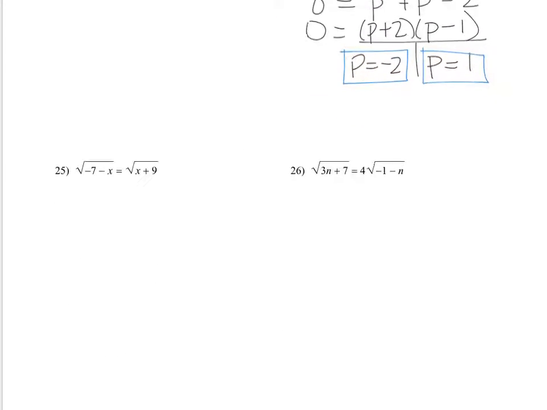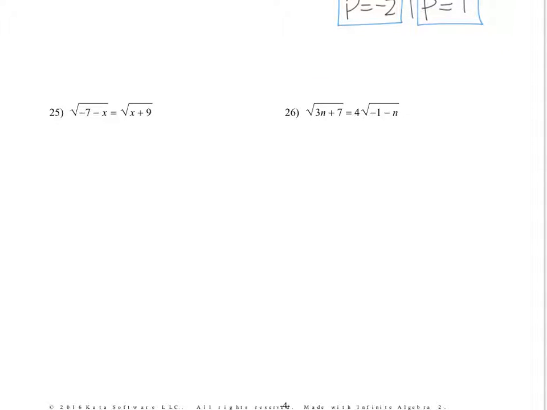Okay. Now, last but not least is question number 26. What happens when I can't isolate a radical? Like, there's no way. This radical is already isolated, and there's no way I can isolate them both at the same time. So when that happens, you can just go straight to squaring. You can square both sides. So the square and the square root here cancel each other out, which is nice.